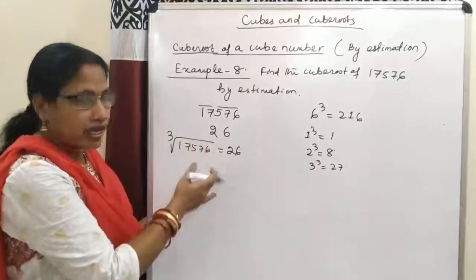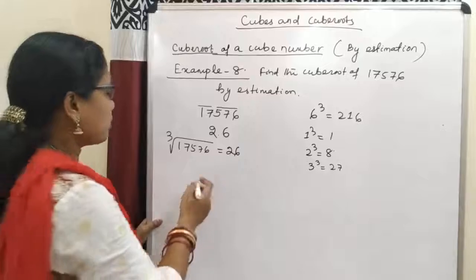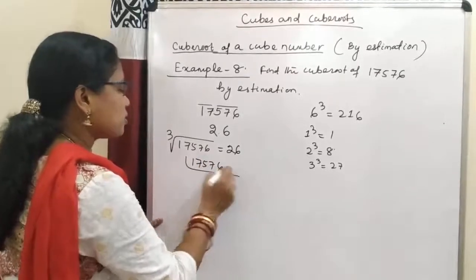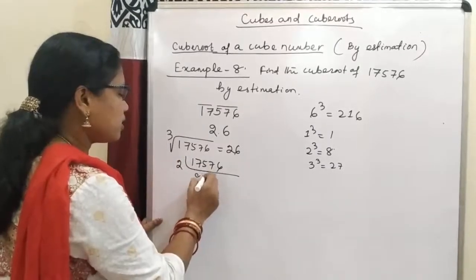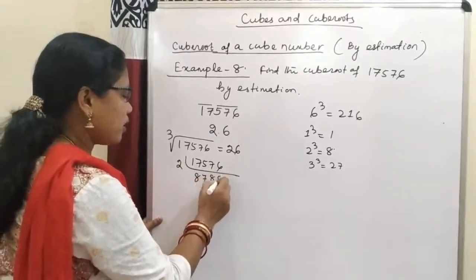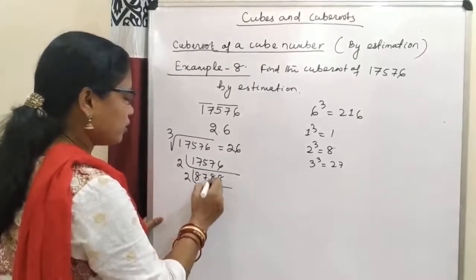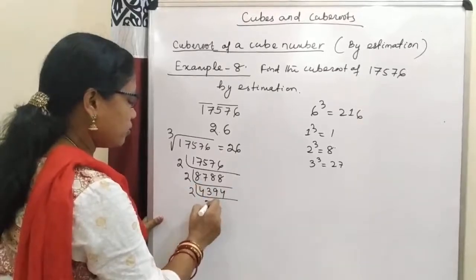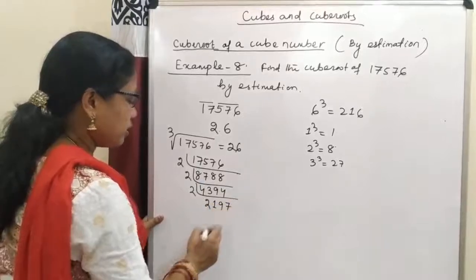Let us verify it by the prime factorization method. 17,576 is divisible by 2. 2 8s are 16, 7, 8, 8. Then 2, 4, 3, 2, 9, 4. Then 2 2s are 4, 1, 2 9s are 18, then 7.